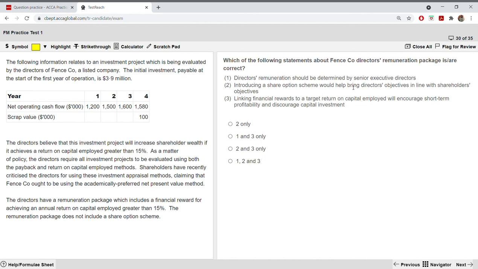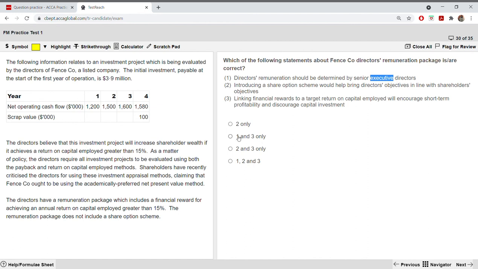So director's remuneration should be determined by senior executive directors. Is it so? Most of you will fall for this trap and say it's correct, because the word you read is senior director. It is senior executive director, so it's wrong. Executive director never sets your remuneration. It is the senior non-executive director. Just one word is not there, that non, and it changes the sentence. Word by word you have to read, okay? It's not senior executive. It is decided by senior non-executive. So one is not the right answer.